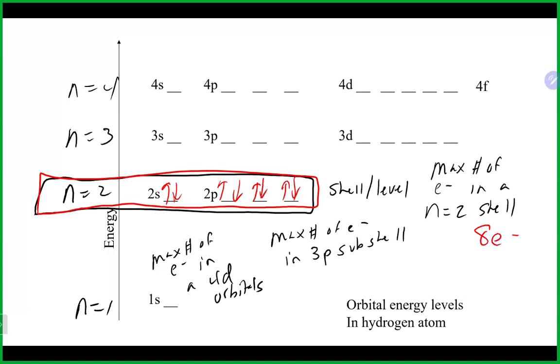How about for the 3p subshell? How many electrons can I put in that one? It is 6. The 3p subshell is that grouping of those p orbitals together. And that would be 1, 2, 3, 4, 5, and 6 electrons. How about how many electrons in a 4d orbital?